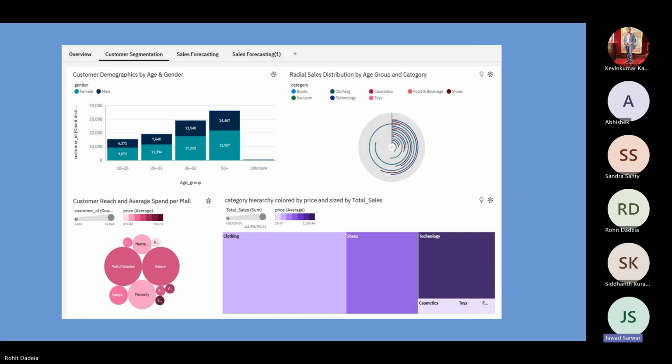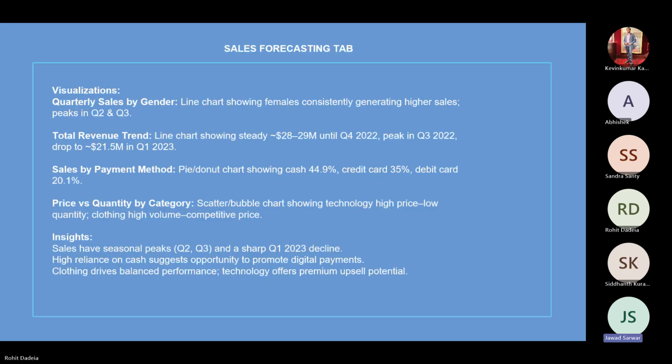Finally, the categorical hierarchical analysis highlights clothing and shoes as the top revenue generating categories, while technology remains premium priced with lower sales volume. This suggests a strong foundation in clothing, while technology offers opportunities for targeted pricing strategies. Thank you.